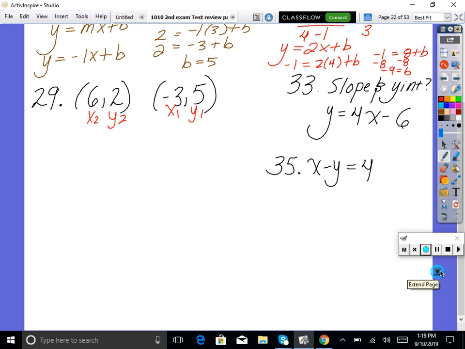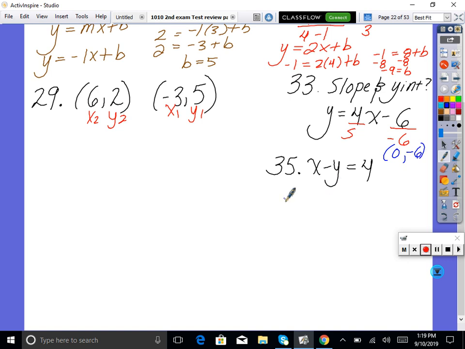Okay, 33, it says find the slope and y-intercept. Since this is in y equals mx plus b form, it should be really quick for you. You should say the slope is 4, the y-intercept is negative 6. But remember, if we want to get full points, y-intercepts are listed as xy points. Now, y-intercept is when x equals 0, so 0, negative 6 is how we should write our y-intercept.